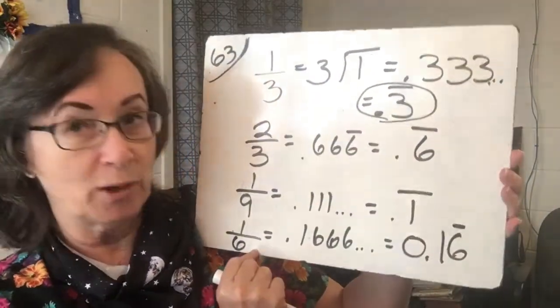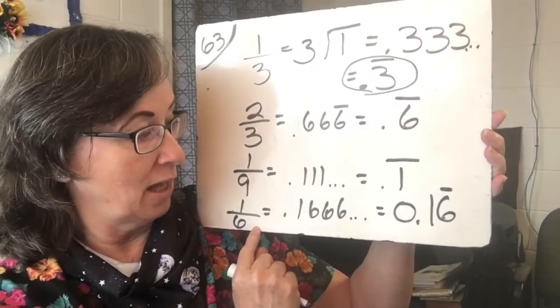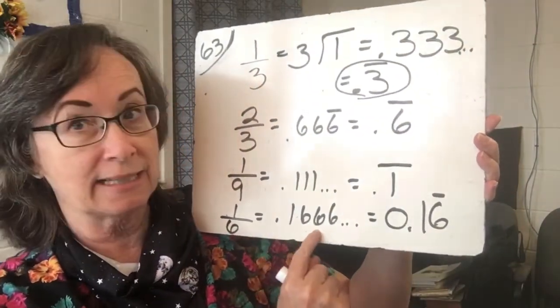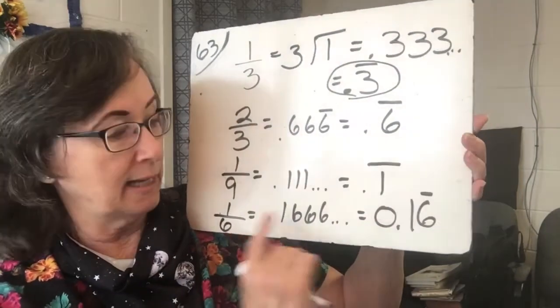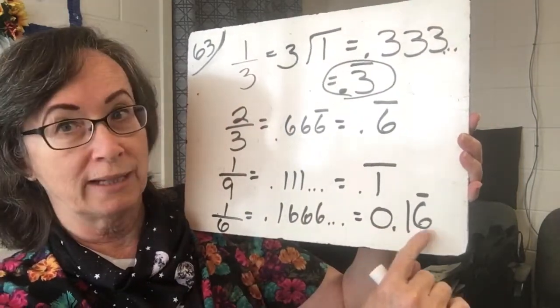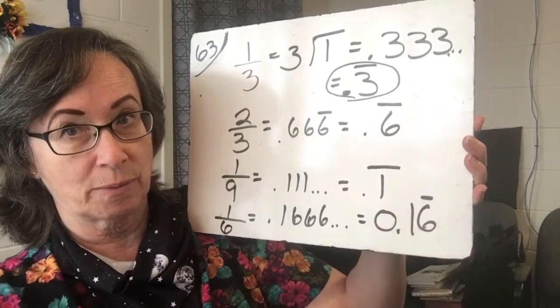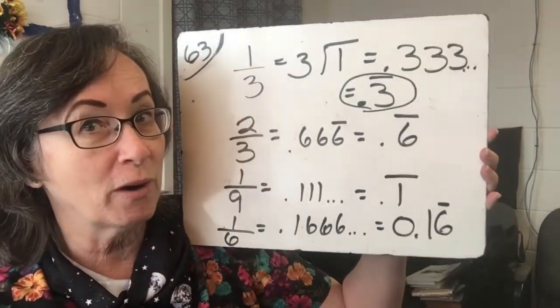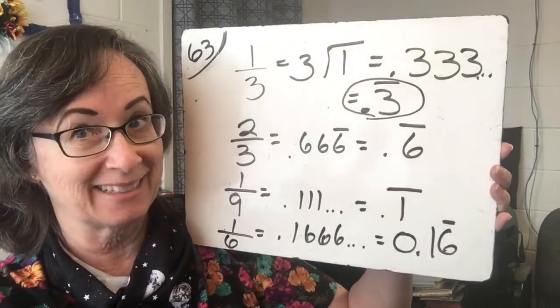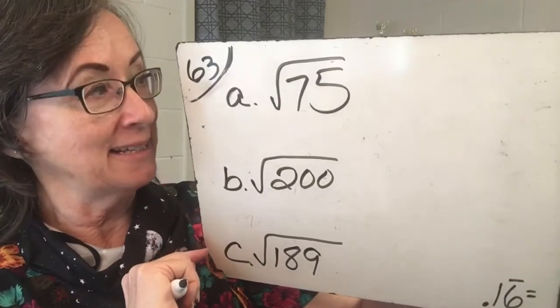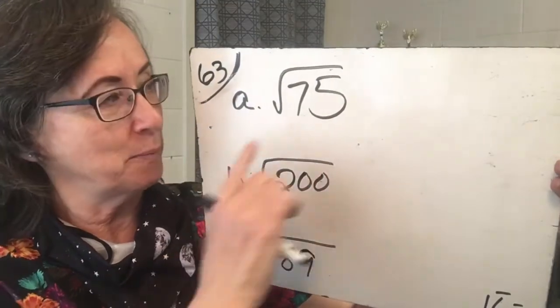And we need to memorize that 1/6 will always be 0.1666. The 6 is repeating, so 1/6 is 0.16 with the 6 repeating. Those are 4 fractions that you should memorize. All right, so here is our last little segment. We are doing our practice problems.